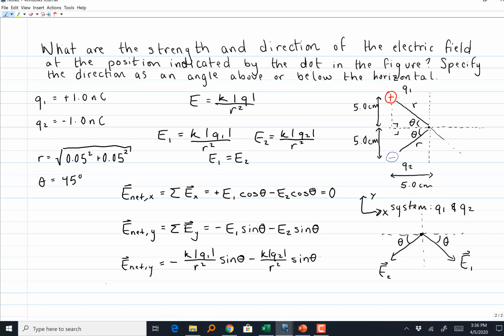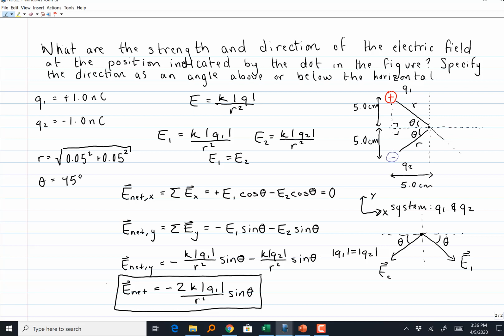Or we can just swap out Q1 for Q2 because the absolute value of Q1 is equal to Q2. And so I can say that the net electric field will be given by this equation. All right, this is technically the magnitude and the direction, so I could take the absolute value of this, and this would give me the magnitude.